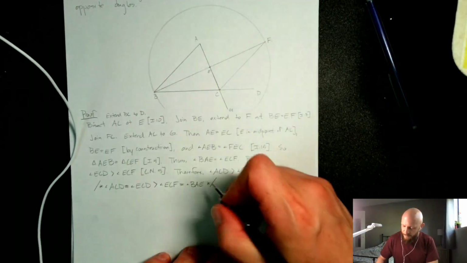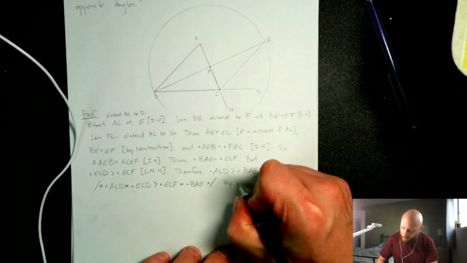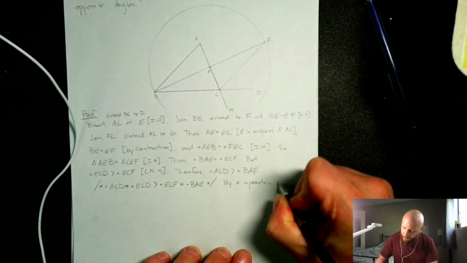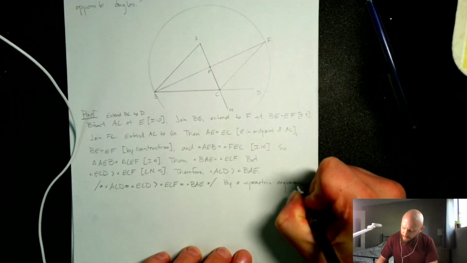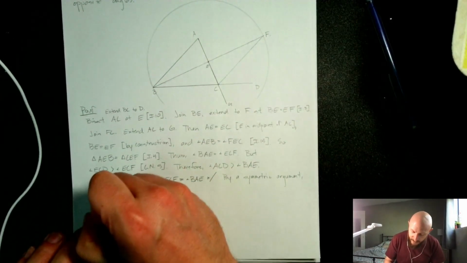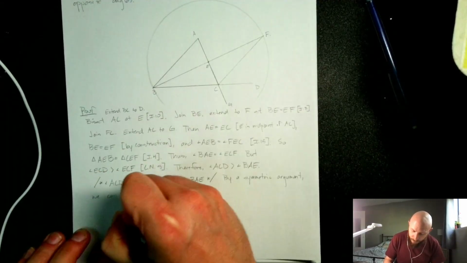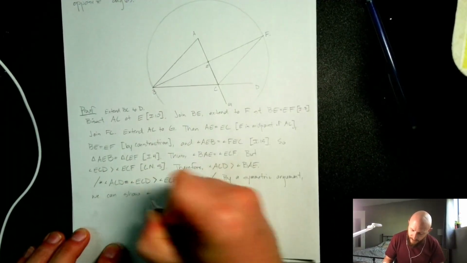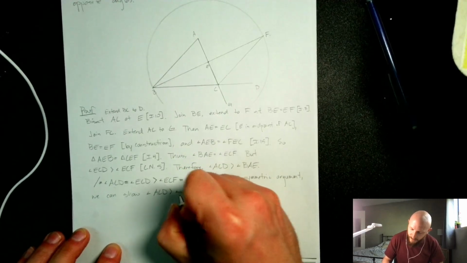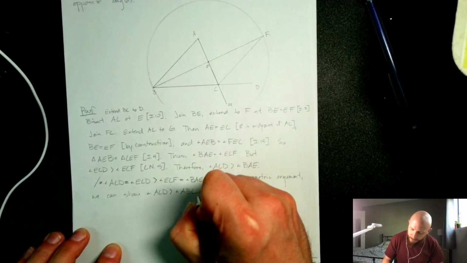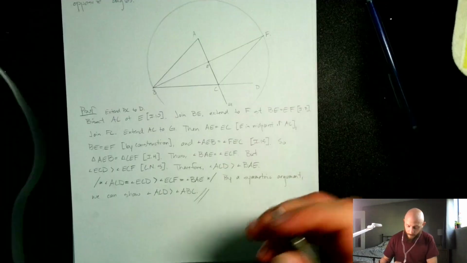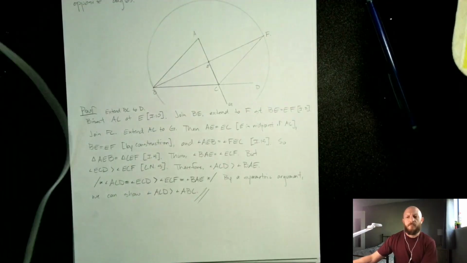But anyways, I'll just say by a symmetric argument. Maybe I shouldn't say symmetric. I think symmetric works here. By a symmetric argument, we can show that angle ACD is also greater than angle ABC. And that's what we came here to show. So, QED, therefore, etc.